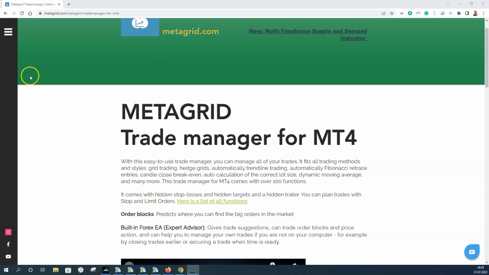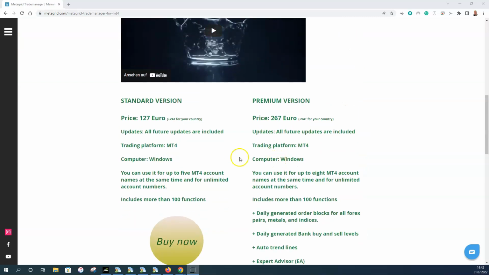If you're here on our homepage from Metagrid, metagrid.com, you can see there are two different versions. There's the standard version and there's the premium version. In the standard version we have, as you can see here, over 100 functions. So basically it's all you need for the normal trading.